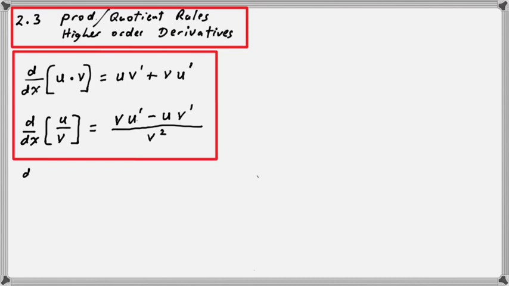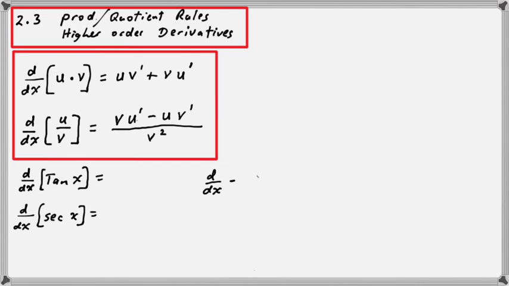Okay, some more derivative rules for trig. The derivative with respect to x of tangent of x. We've only done sine and cosine, right? So that leaves how many more? 4 more. Derivative of tangent, the derivative of cotangent, the derivative of secant, and the derivative of cosecant.